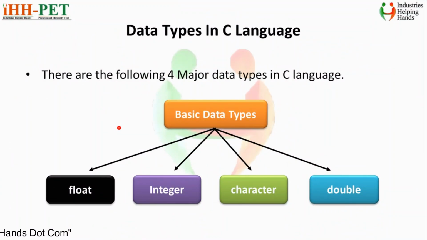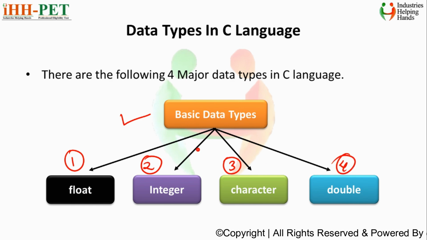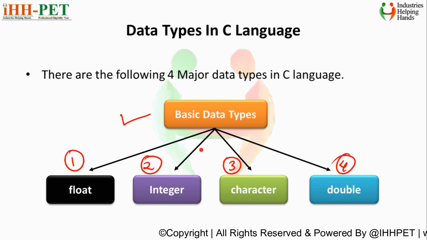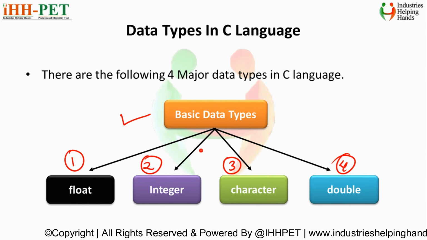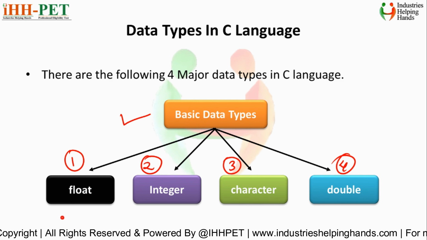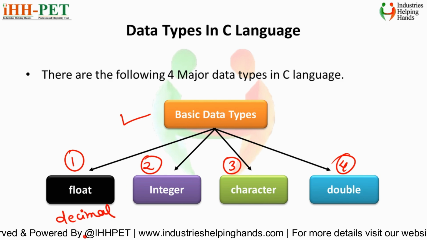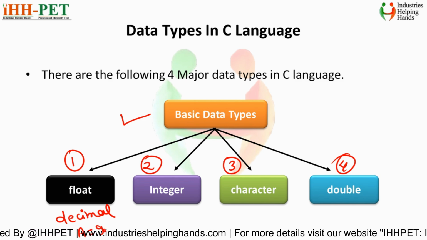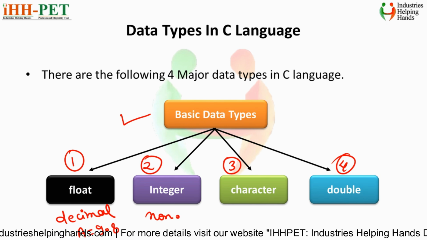There are four major data types available in C language under basic data type. You can see here float, integer, character, and double. These are the four basic data types which we always use for defining which type of data we are taking as input. Float contains decimal values, like a is equal to 9.8. Integer contains non-decimal values.